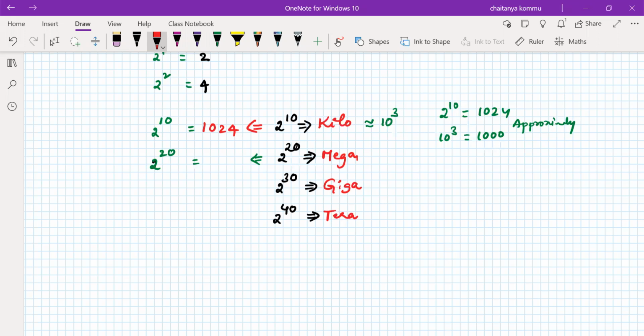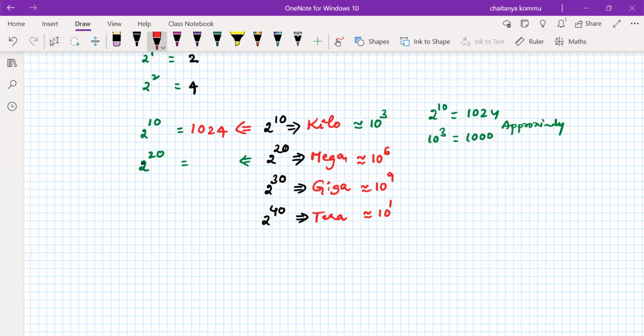So therefore, this is also equivalent to 10 to the power of 6. It is also equivalent to 10 to the power of 9. It is also equivalent to 10 to the power of 18. Okay, so these are the things that we can say.